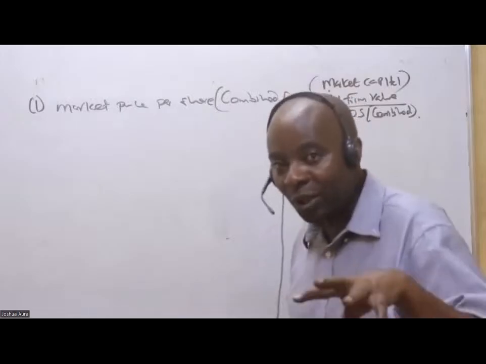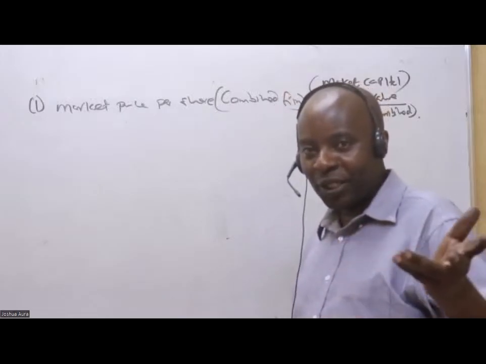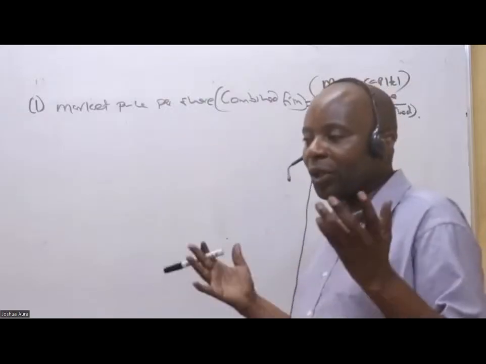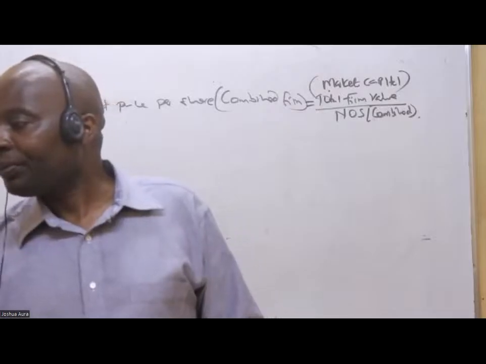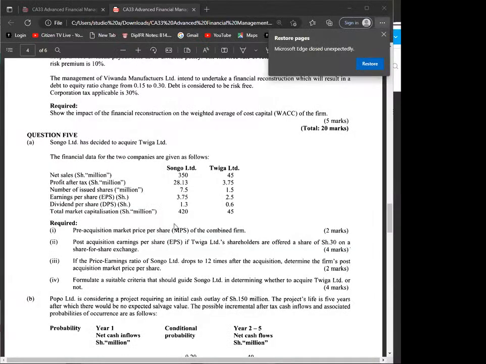So remember, you can't talk of exchange ratio, right? Because it's pre-acquisition. They simply want you to do a theoretical combination. So have they given us the market capital of both firms? Oh, yes. They have given me here total market capitalization. For Songo, it's 420. Plus market capital, the value of Twiga is 45, divided by number of ordinary shares of the first company. I can see number of issued shares are 7.5 and the other one is 1.5. Here we are not exchanging anything. We are simply looking at how we get the price per share, assuming that there are no synergies which will accrue because of the two firms coming together. So in this case, you divide by 7.5 plus 1.5.